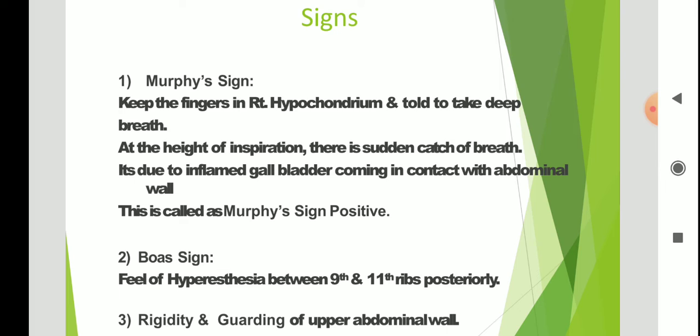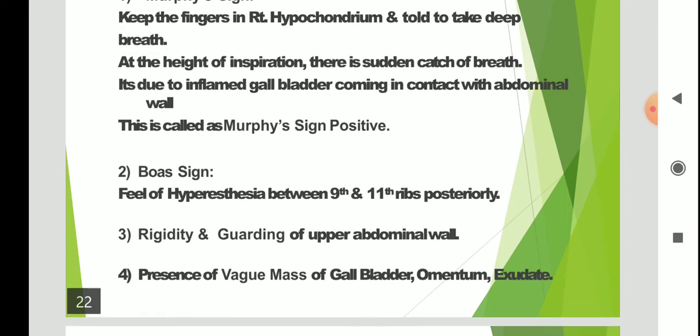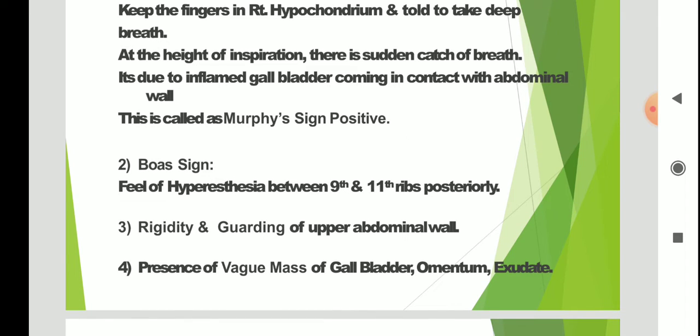What is Boas sign? Hyperesthesia between the 9th and 14th ribs posteriorly. Rigidity and guarding of the upper abdominal wall. Presence of a vague mass of gallbladder, omentum and exudate. Due to inflammation, there will be a vague mass. It could be due to inflammatory cells, exudates, necrotic debris, or the gangrenous one, depending upon the stage of cholecystitis.